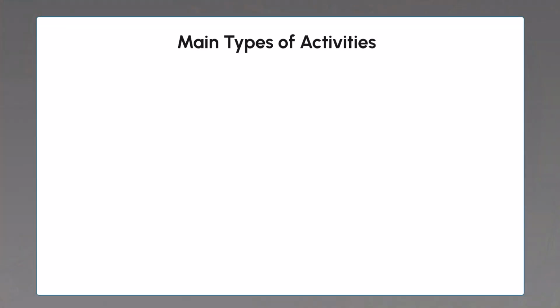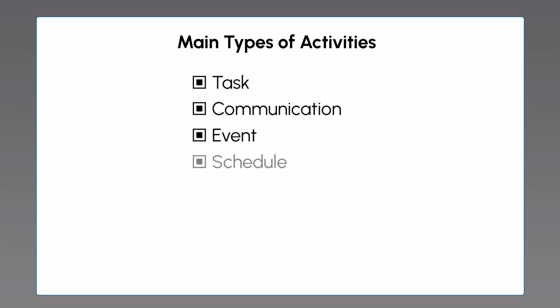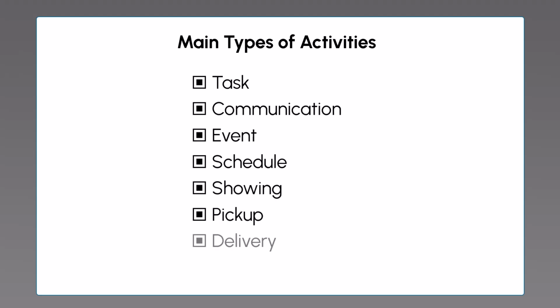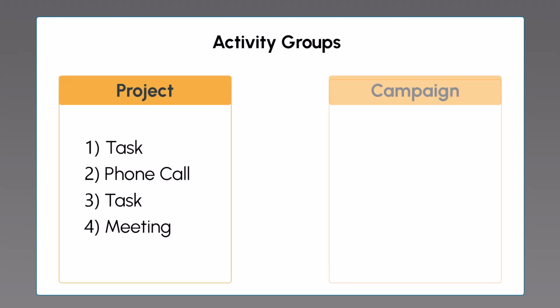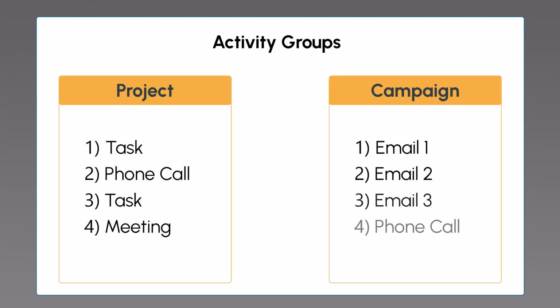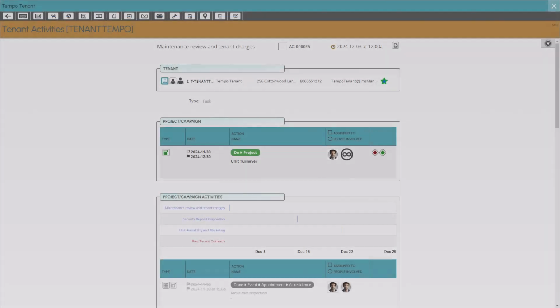Activities fall under one of the following main types: task, communication, event, schedule, showing, pickup, delivery. There are subtypes under these, which we'll see in this video. When multiple activities are related to each other, they can be grouped into a project or campaign. In projects and campaigns, email and text communications can be automated and combined with other manual activities like phone calls or tasks. We'll show examples of these, and it will all make sense.